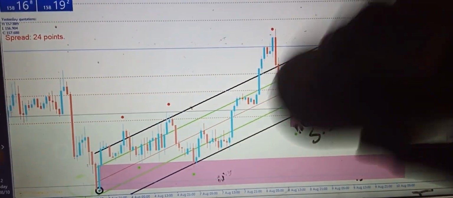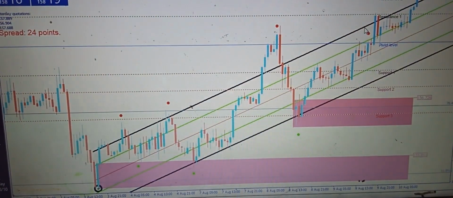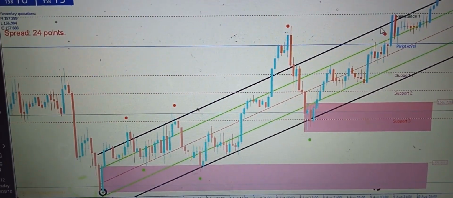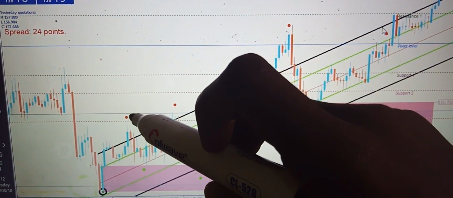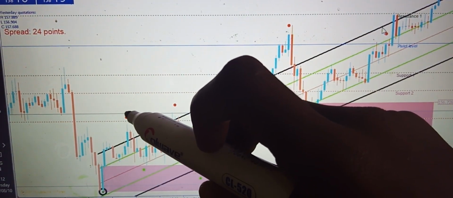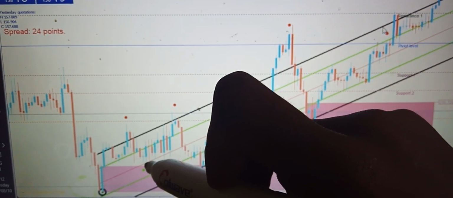Perfect. Again, let's look at the entries. How do we enter the uptrend or the downtrend? How do you trade this? What the system will do is give you a signal that is red. The signal that is red represents a sell. The signal that is green represents a buy, okay?